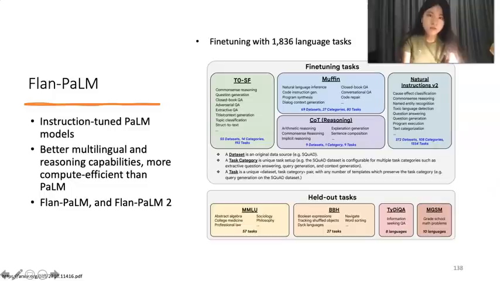And here are the fine-tuning language tasks, the 1,836 language tasks, which span across different categories.